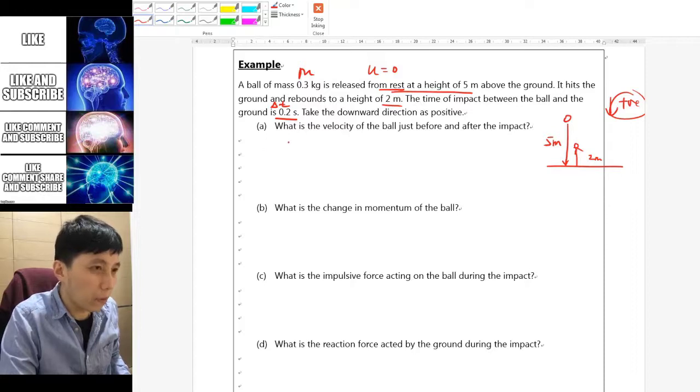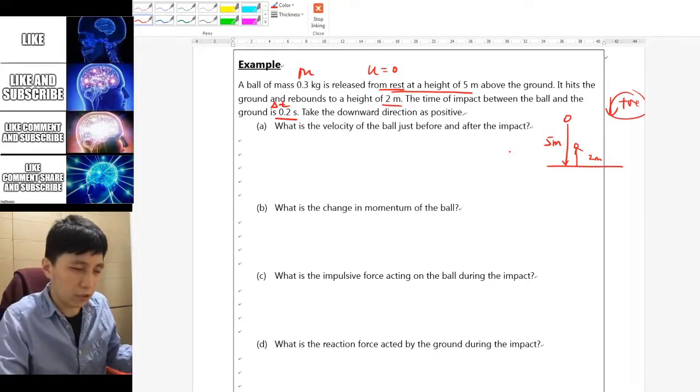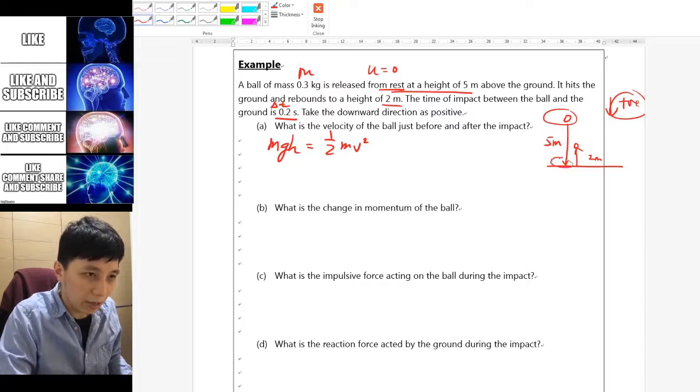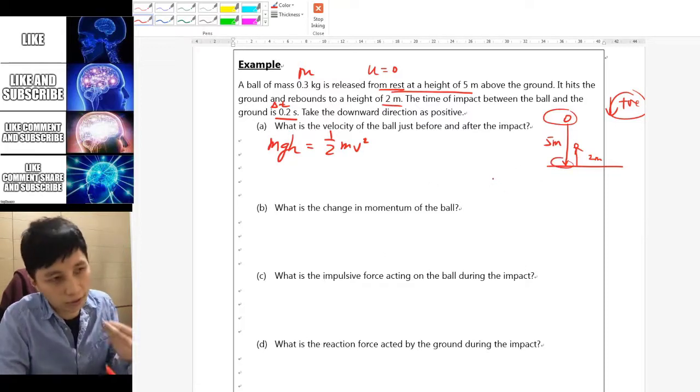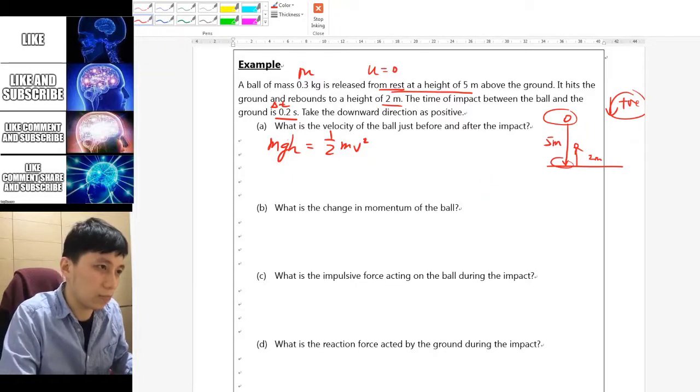So for before, we will have to think about using different equations. You can apply the idea of energy you learned in the previous chapter. That is going to be mgh equals half mv squared, because you release it at rest, and before it collides with the ground, all GPE converts to KE. So this is the equation that you can use.